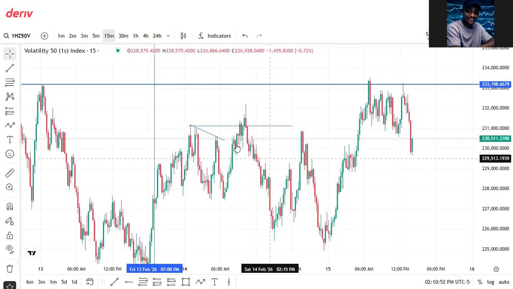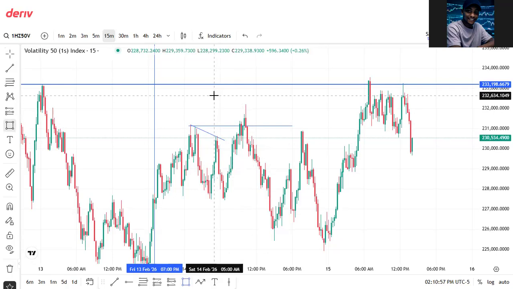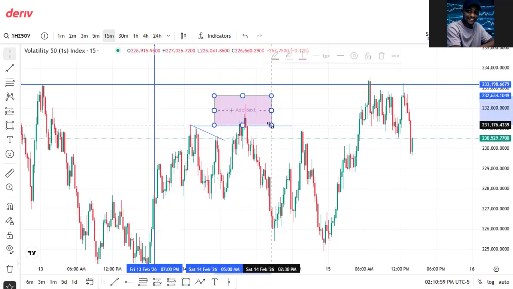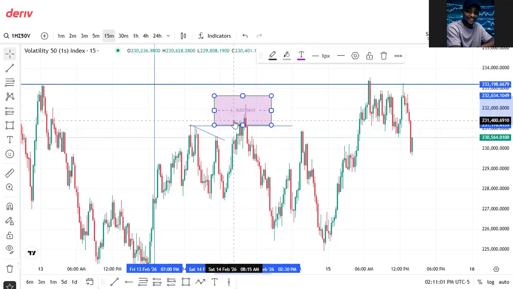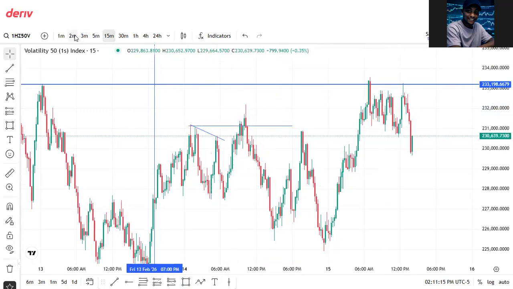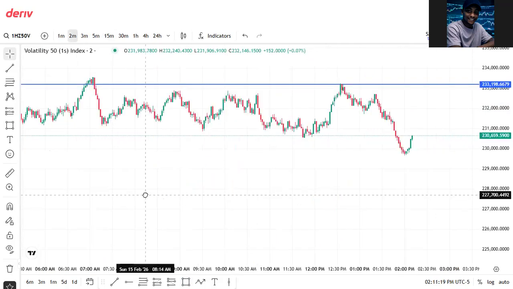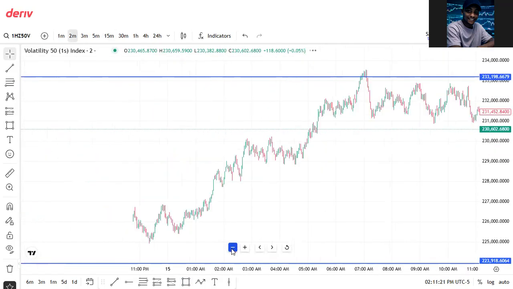And at this point, if you are a trend line trader or support and resistance trader, your trend line will work. But at a place where price is building liquidity, your trend line or anything else you trade will not work. So here, let's take an example from the 2-minute time frame. Let's check what price is doing.